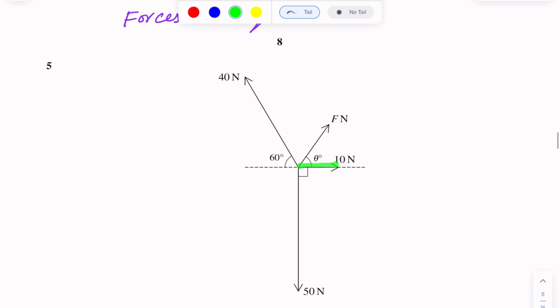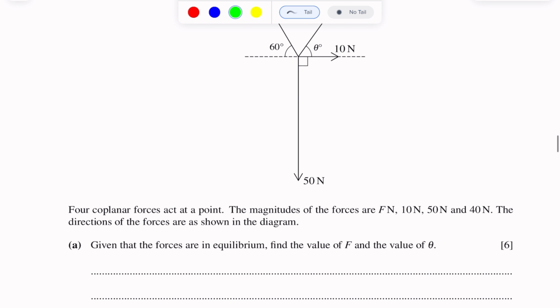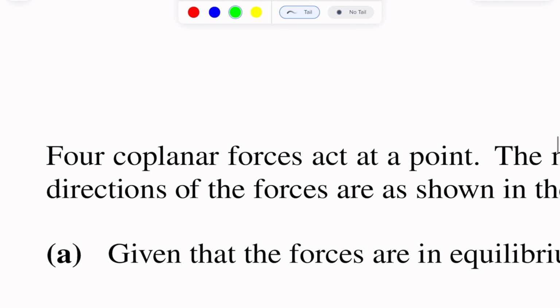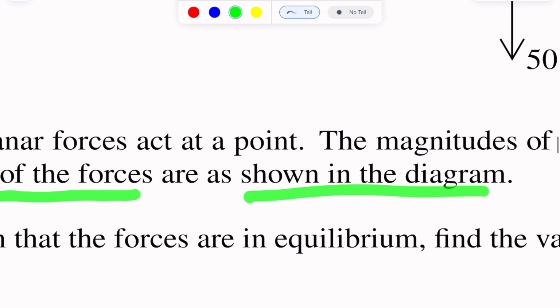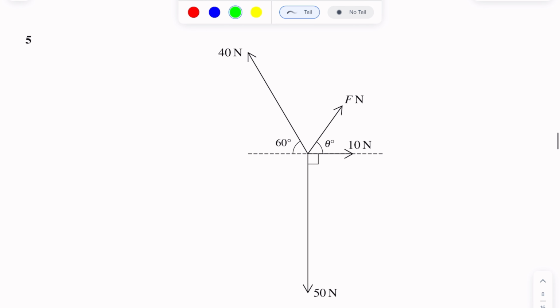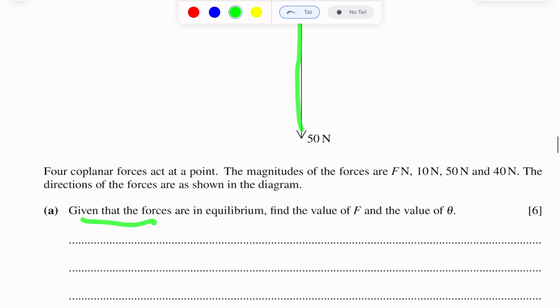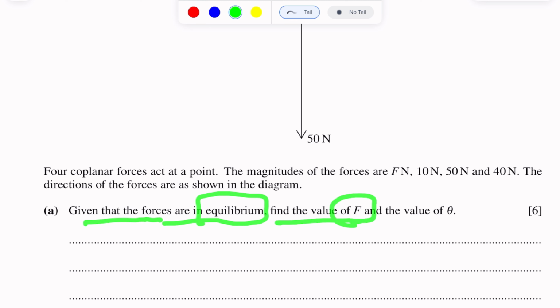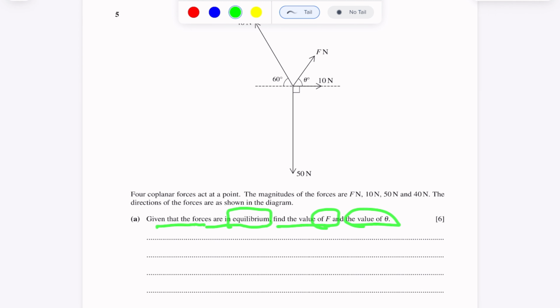These are the four forces: 10 Newton, F Newton, 50 Newton, and 40 Newton. The magnitudes of the forces are F Newton, 10 Newton, 50 Newton, and 40 Newton. The directions of the forces are shown in the diagram. Given that the forces are in equilibrium, find the value of F and the value of theta.